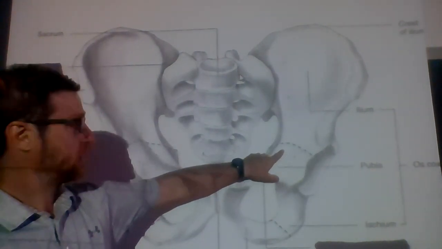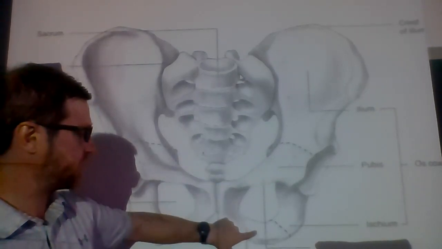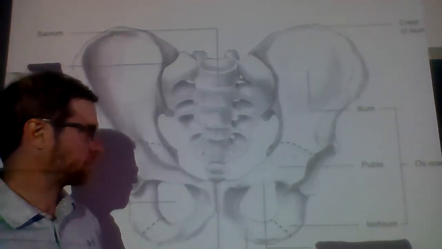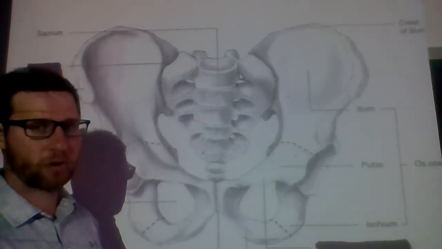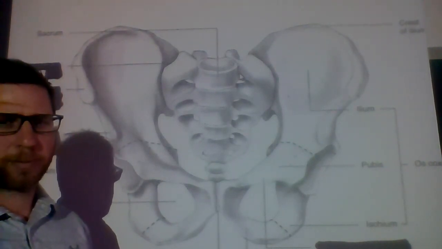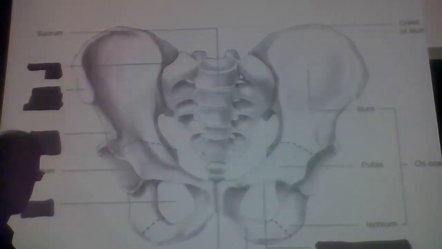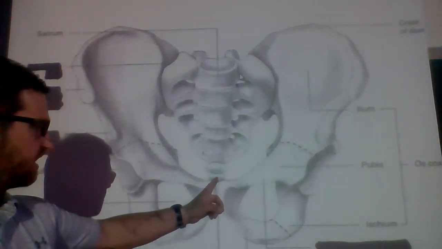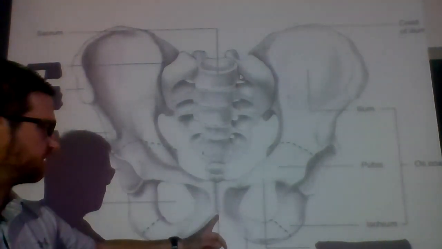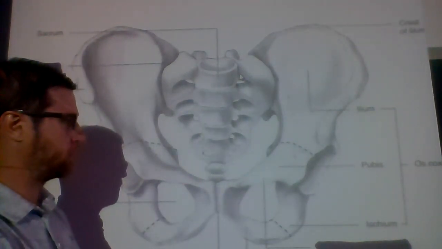So your pubis is more inferior and anterior to your ilium, okay? And your pubis is going to be important for protecting a lot of those vital organs that we talked about earlier: your reproductive, digestive, and urinary system. Another thing with the pubis is that it has a pubic symphysis, or symphysis pubis. And that's a piece of cartilage that is the connecting point between the two pubis bones.